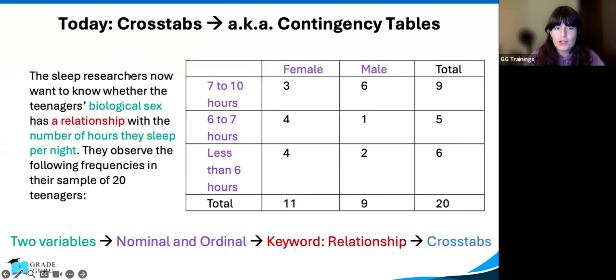Now today, we're going to look at something quite similar in terms of keywords. So 2 variables, and you're also looking at a relationship between these 2 variables. The key difference is the level of measurement. When you're doing Pearson's R, your level of measurement is interval or ratio. When you're doing a crosstab, your level of measurement is nominal or ordinal. So it's categorical variables, and that leads you to do a crosstabs.